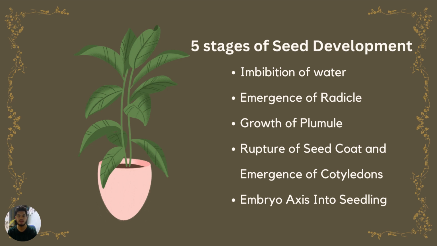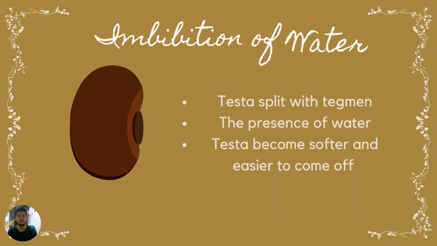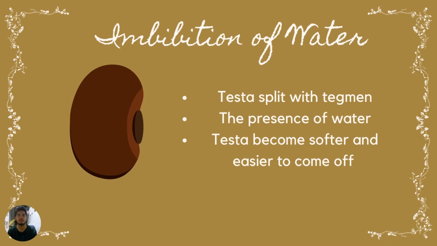Okay, so these are the five stages of seed development, namely imbibition of water, emergence of radicle, growth of plumule, rupture of seed coat and emergence of cotyledons, and lastly, embryo exits into seedling. So the first one is imbibition of water.